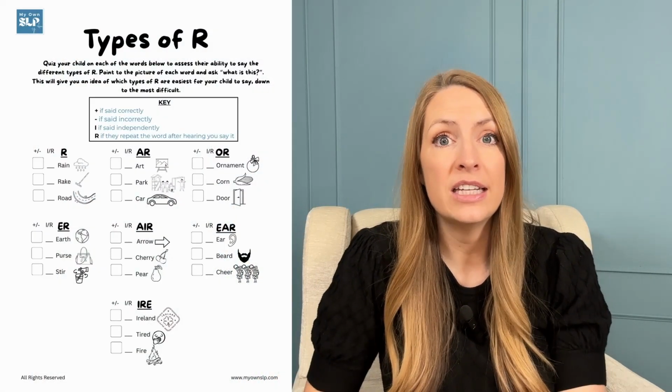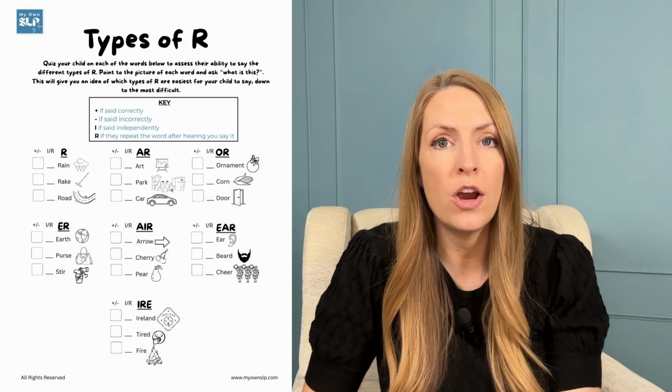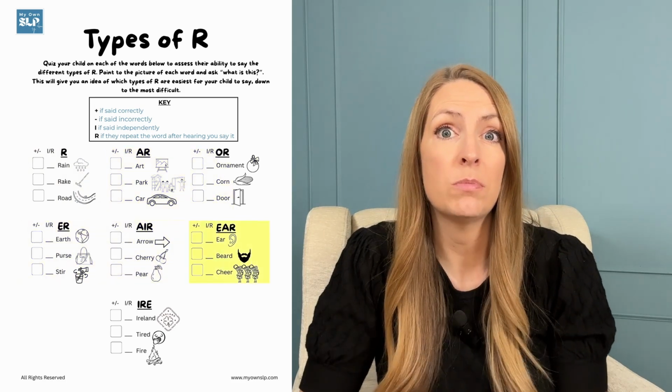Okay, so let's talk about how to figure out which R your child might be having a hard time with. So one thing that I've done to make it easier for you is I've created this document with a list of the different types of R, and I have examples for each of those types of R. You'll notice that they come in different parts of words. So for some, it appears at the beginning of a word, some in the middle, and at the end of the word. So you can access that document by following the link in the description below.